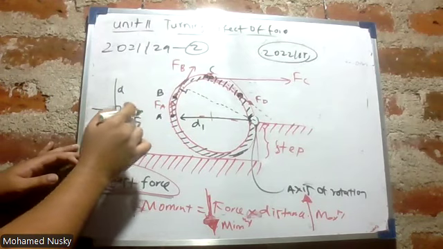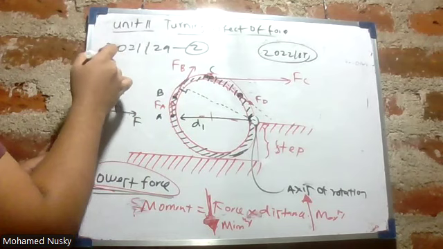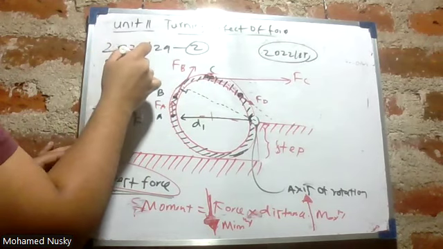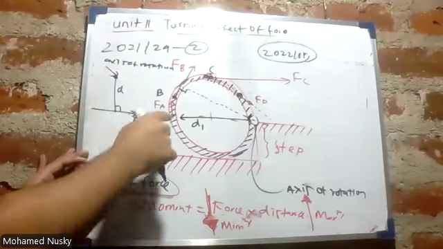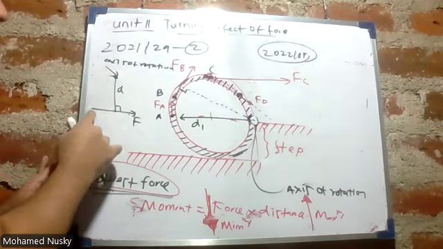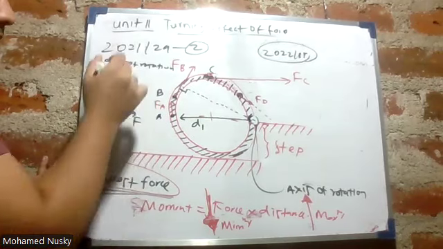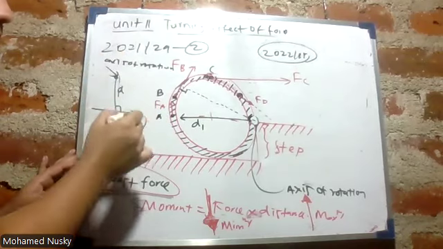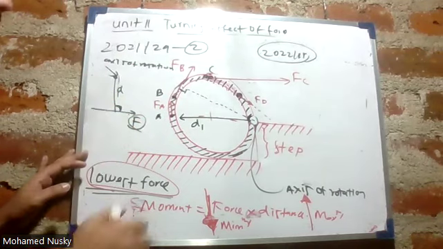If this is the force, to that force, the distance measured to the axis of rotation, this is the axis of rotation. Now this is the force. The distance that we measure from the axis of rotation to the force should be perpendicular to the force. Should be perpendicular. 90 degree angle should be there.